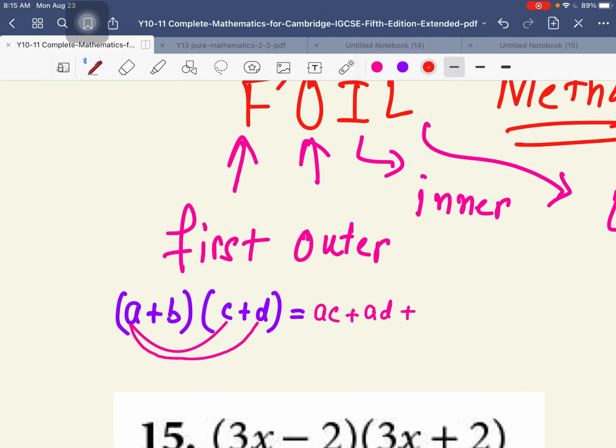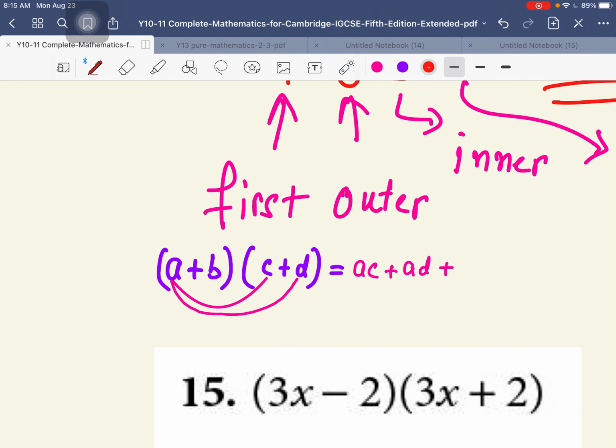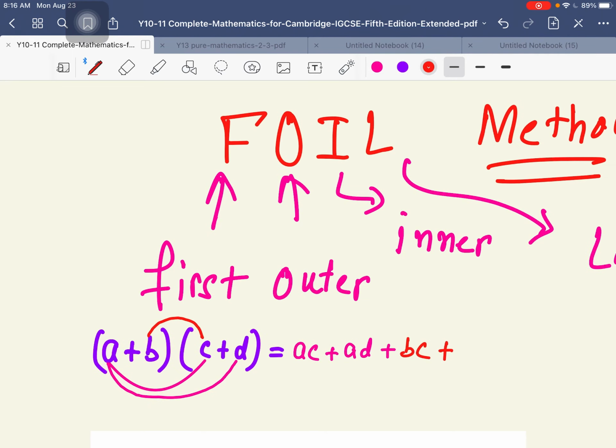Then we should multiply I. I stands for inner terms. As you can see, B is the inner and C is the inner. B is the inner of the first bracket and C is the inner of the second bracket. We're going to multiply B with C. B times C is BC, plus the last term.